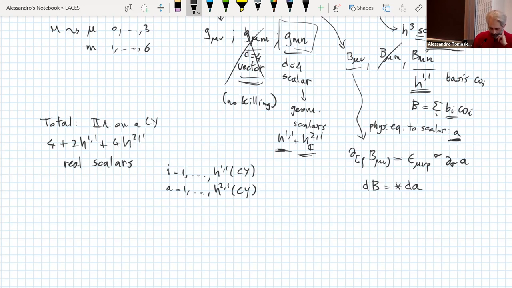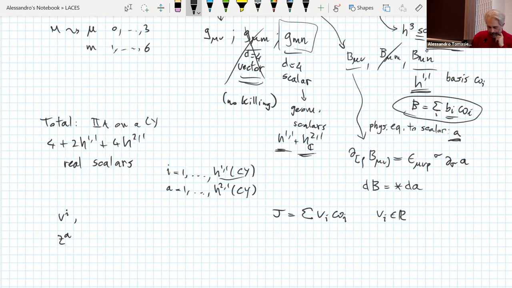So the scalars we saw were some geometrical scalars that I'm going to call V^I and Z^a. The V^I are related to the deformations of J. But really, usually, one introduces the scalars just as the coefficients of J itself on a basis omega_I of H11. And these parameters are all real. Similar to this, last time there was also an expansion of the B field on the same basis.